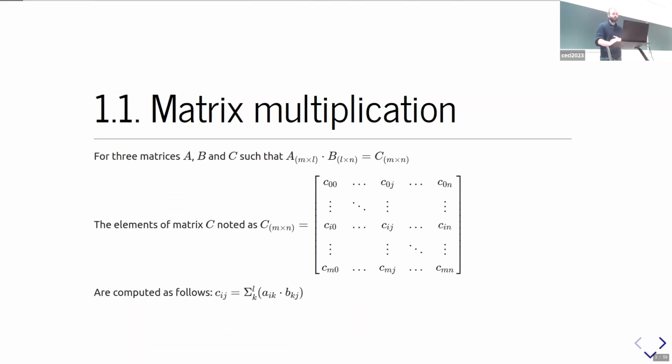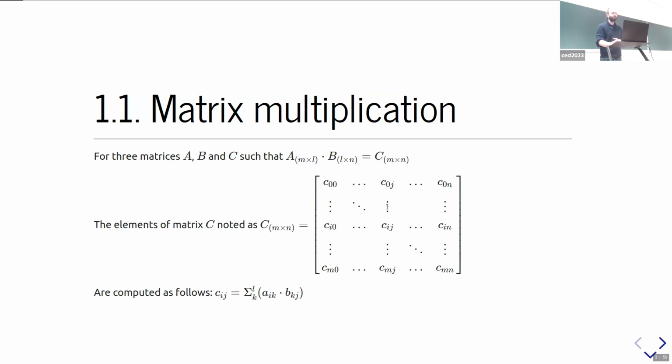They have shapes, and the shape is never going to change. Matrix A is shape m times L, so I have m lines and L columns. B is shape L times n, so L lines and n columns. And C is shape m times n.